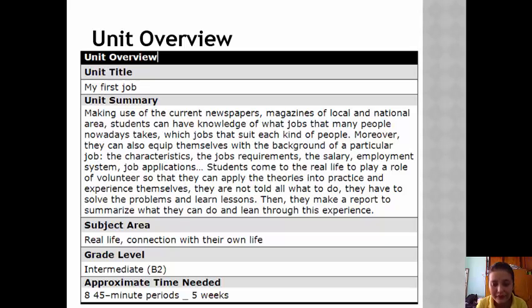The students come to real life to play the role of a volunteer so that they can apply the theories into practice and experience it themselves. They are not told what to do, but they have to solve problems and learn lessons. They also make a report and a reflection paper about their experience. The subject area is real life, and the suitable level is intermediate. The lesson will last for 5 weeks, and each period will take 14 minutes.